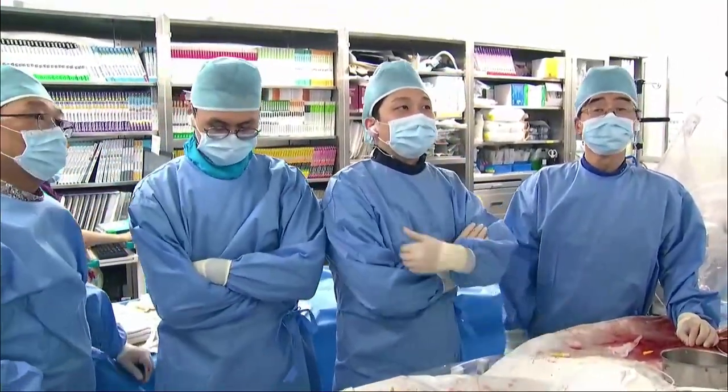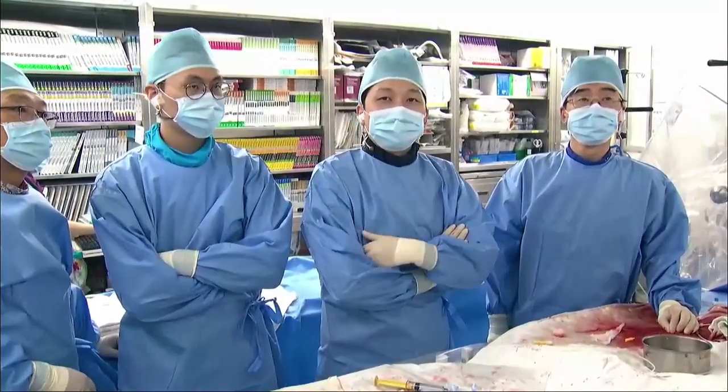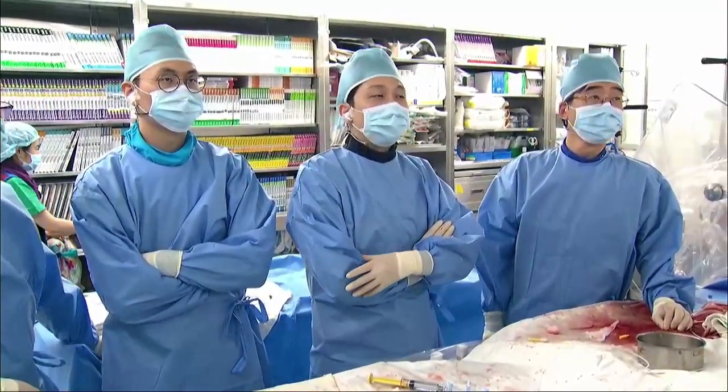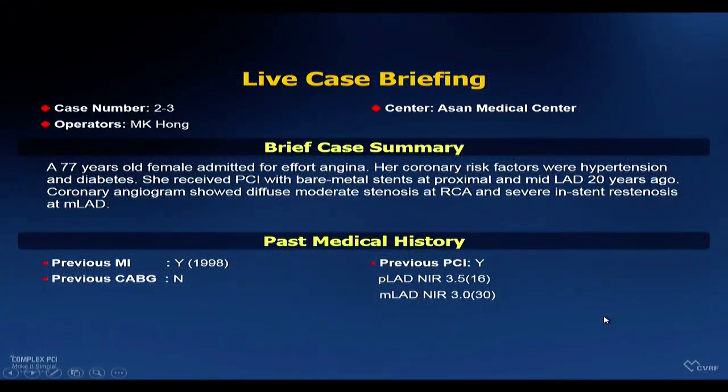The patient is a 77-year-old female admitted for angina. She has risk factors of hypertension and diabetes. She received stent PCI with stents of 3.0 and 3.5 separately 20 years ago. We checked the coronary angiogram, which showed diffuse moderate stenosis at the RCA, but FFR negative, and severe ISR at the mid-LAD.